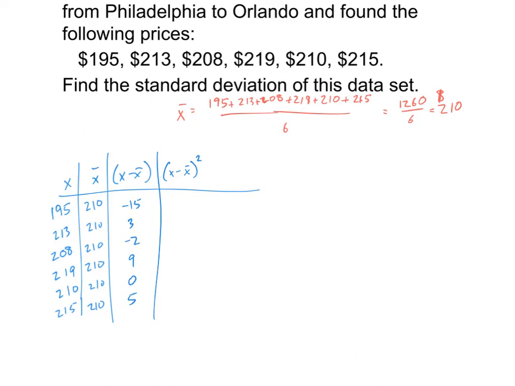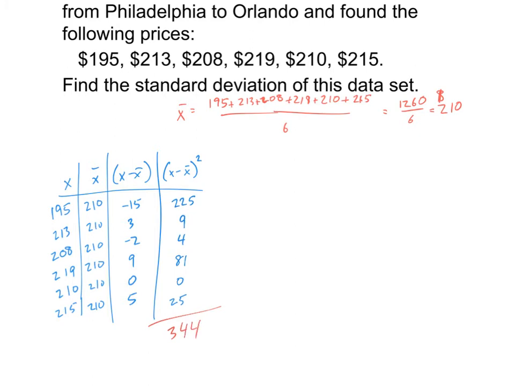When you square those negative numbers, the answers are positive: 225, 9, 4, 81, 0, and 25. And now I'm going to pull my result out of the table. First, I'm going to sum all of those squared deviations. You get 344. 344 when you add them up.